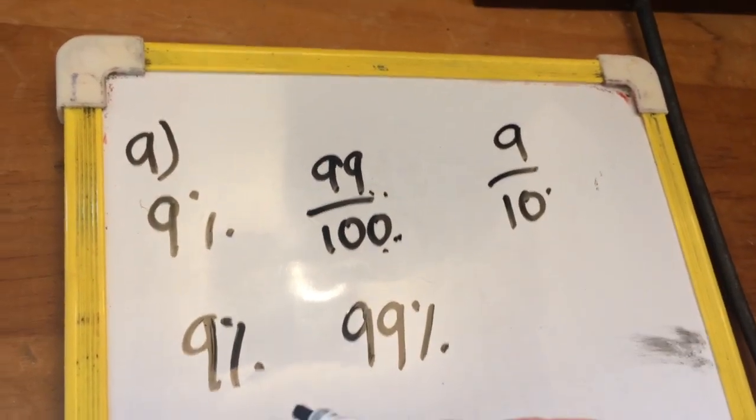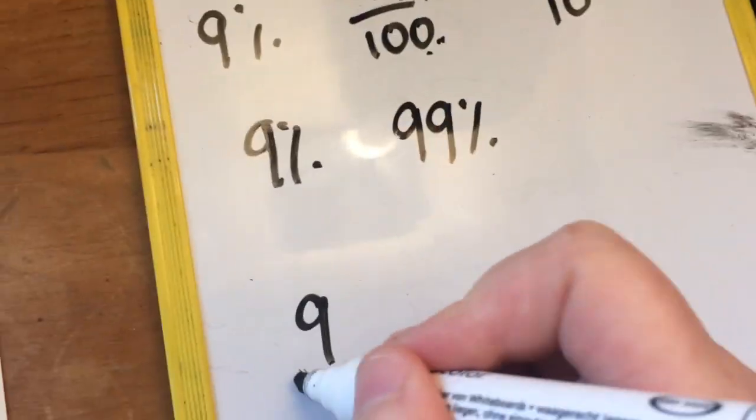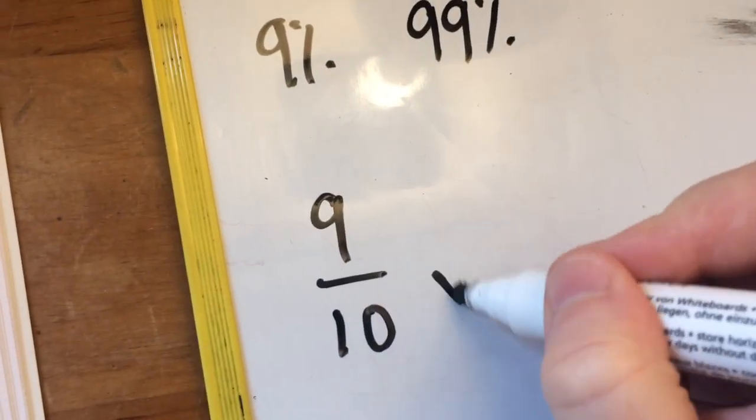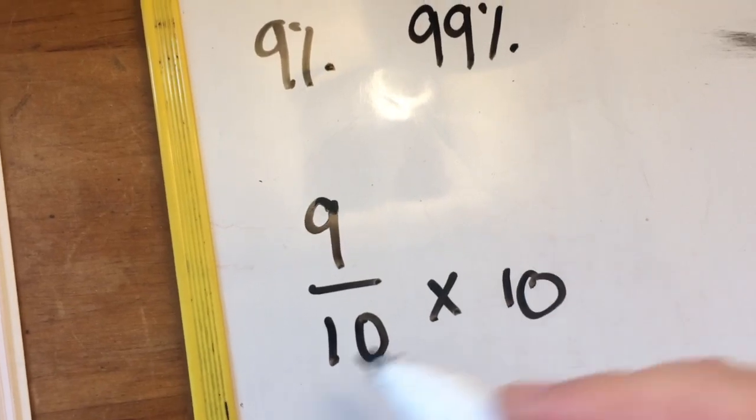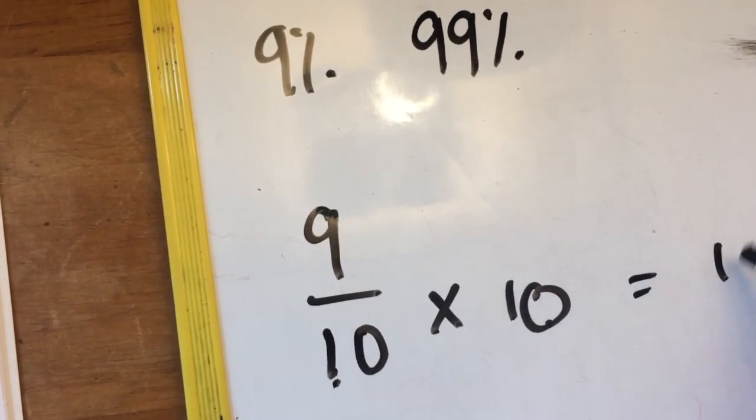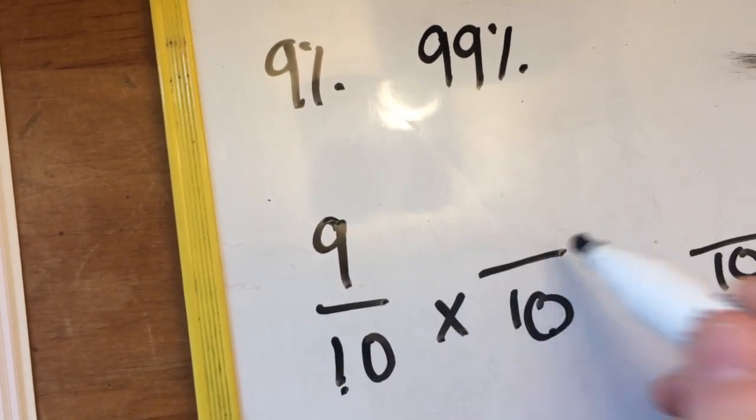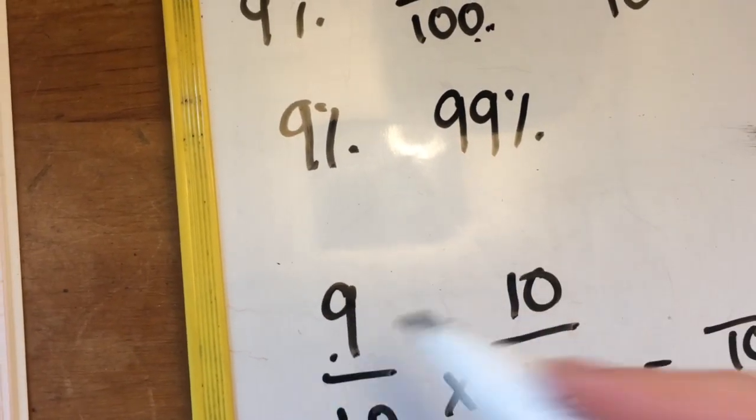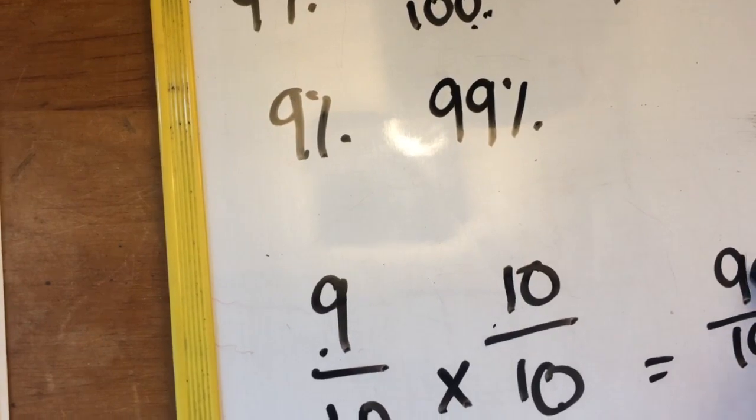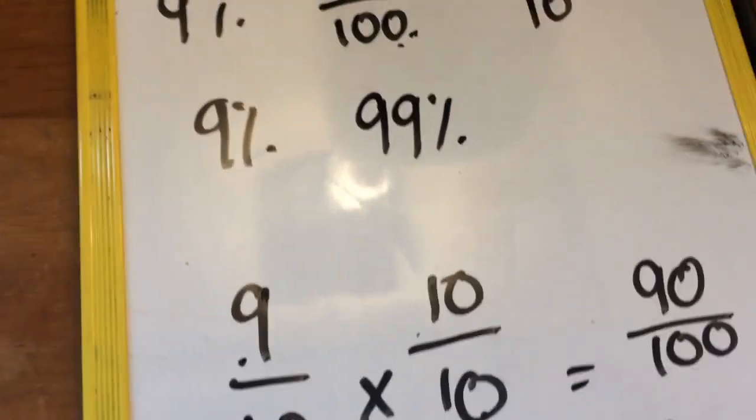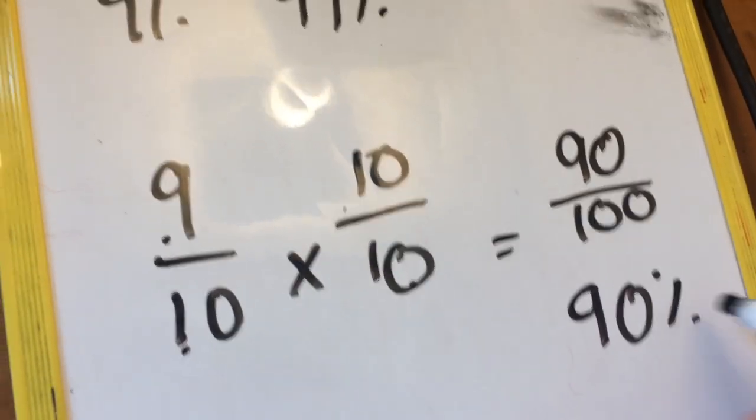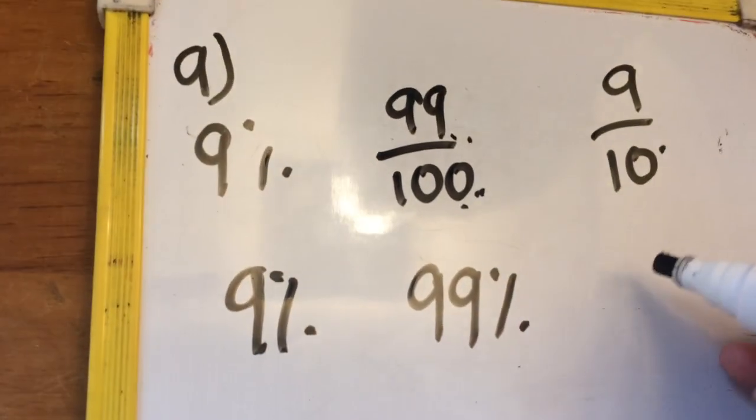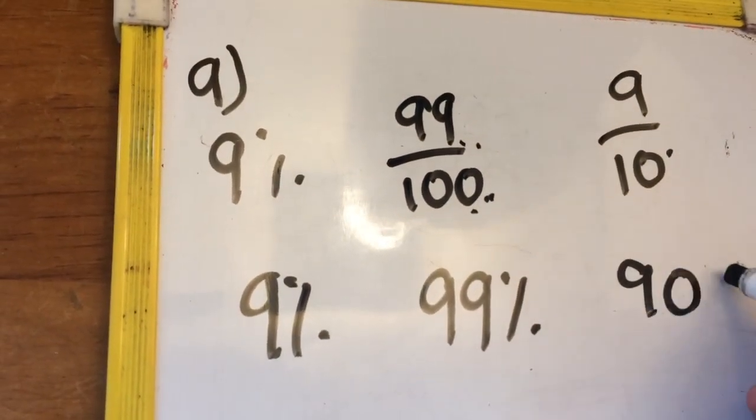The 9 tenths, we have to work out a little bit more. So 9 over 10, we have to make it to 100. So 10 multiplied by 10 equals 100. And what we do to the bottom, we must always do to the top. So now we're going to multiply 9 multiplied by 10 equals 90. So the percentage that we have here is 90%. All right. So up here we have 90%.